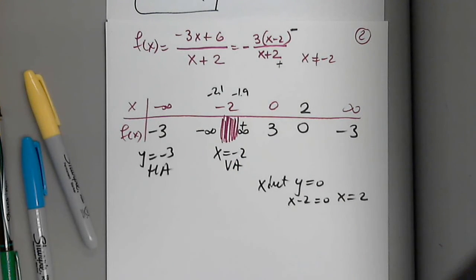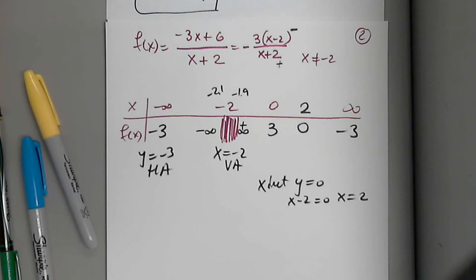Let's think for a moment and see if you have any questions. I have to plug in 0 to get the y-intercept, and I have to set y equal to 0 to get the x-intercept. A fraction is 0 only when the top is 0. The top is 0 only when x is 2. Is this clear?